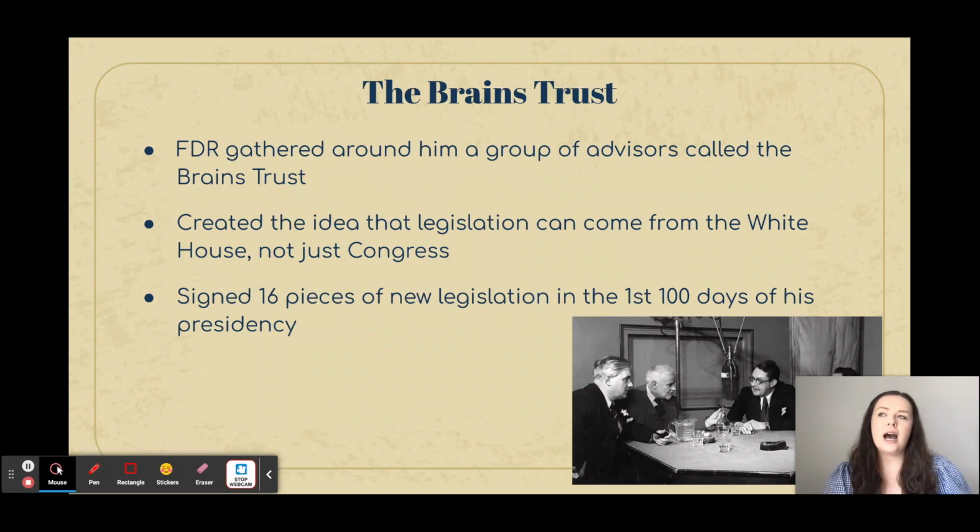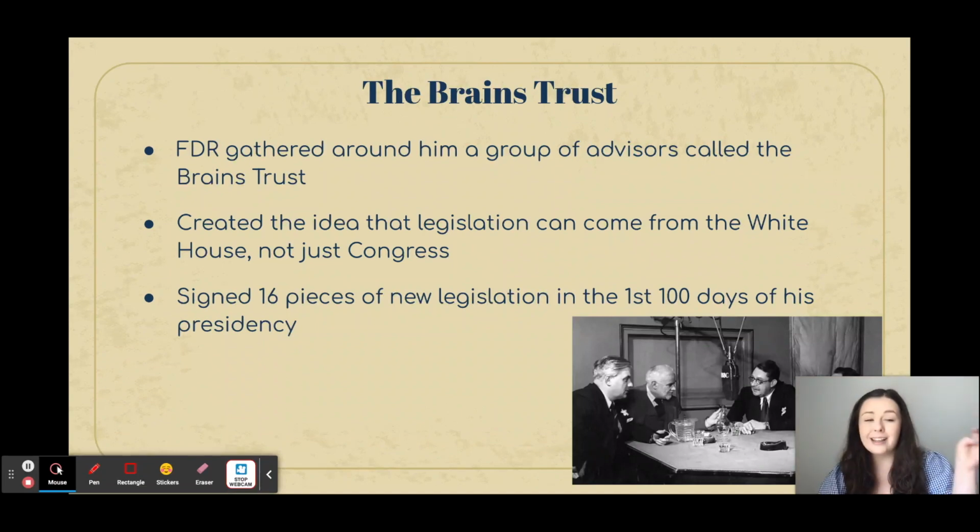And this is the first time that ideas for legislation on a large scale could come from the White House and the executive branch, and not just the legislative branch or Congress. So FDR signs 16 pieces of new legislation within the first 100 days with the help of the Brains Trust. That is extreme. It's extremely hard to get a bill signed into law. So to pass 16 in 100 days is very impressive for a president.